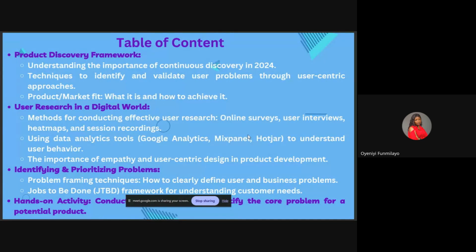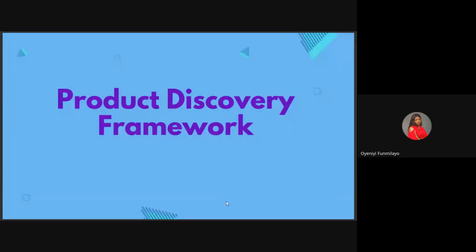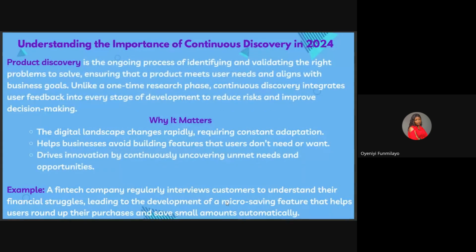So the table of contents for today, what we'll be covering for this week, basically, it's product discovery framework, user research in a digital world, identifying and prioritizing problems. Then there will be hands-on activities to also help people practice what we'll be doing today. So like I said, the first thing we're doing is the product discovery framework.